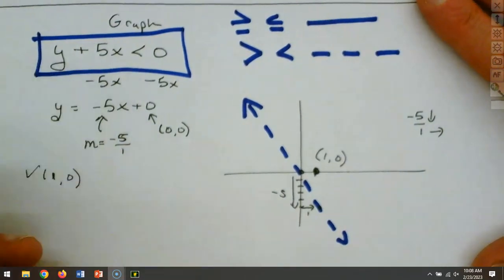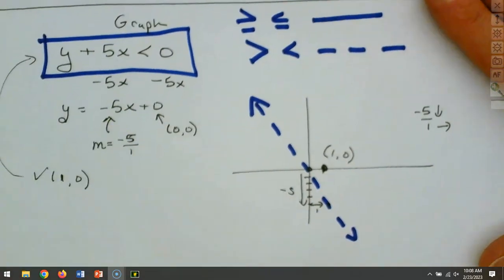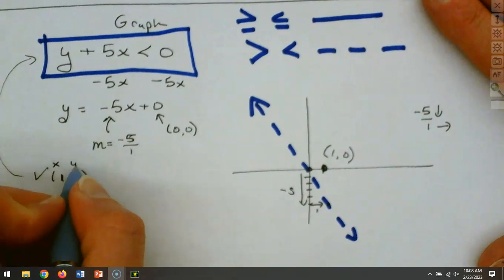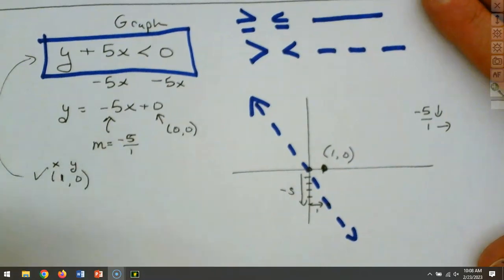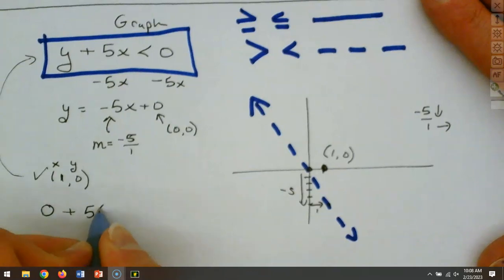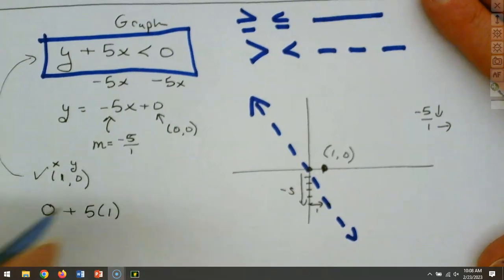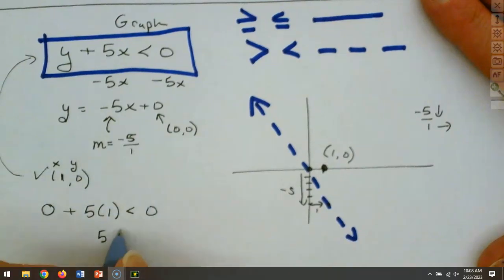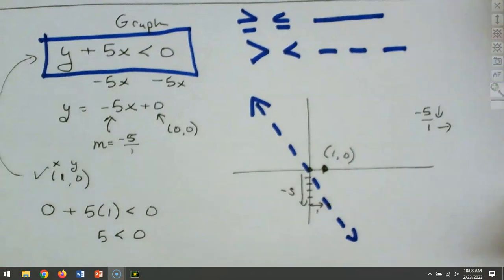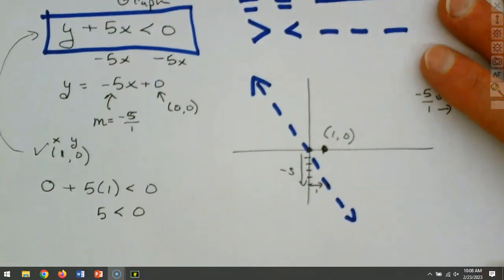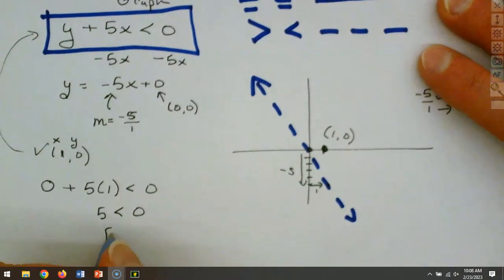And where do we check it back into? The original up here. So we plug our values in. And remember, this is your x, this is your y. So that's going to be 0 plus 5 times 1 for the x is less than 0. Well, that gives you 5 is less than 0. And is 5 smaller than 0? No, it is not. So that would make that false.